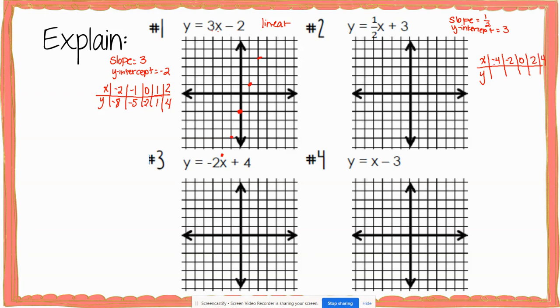Well, if x is -4, I'm going to say 1/2 times -4. 1/2 times -4 gives me -2. Then I would do -2 plus +3, which gives me +1.